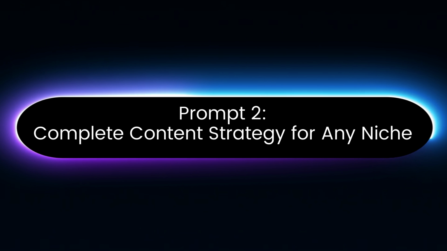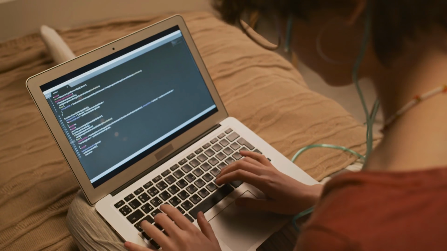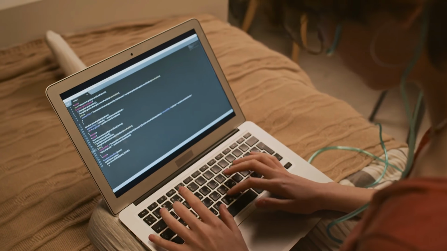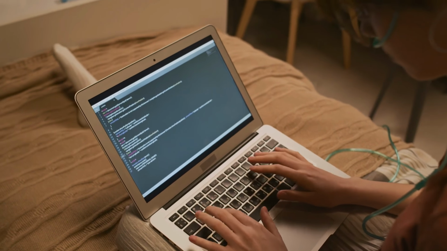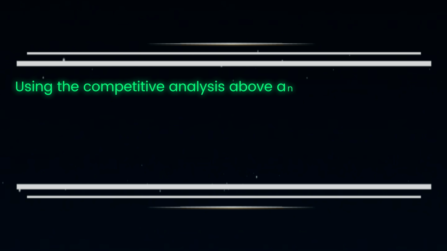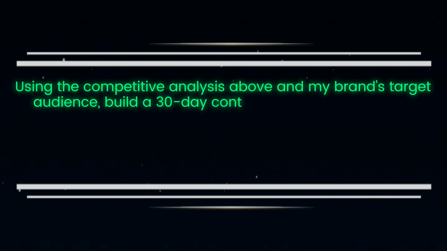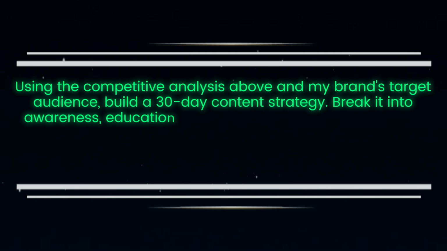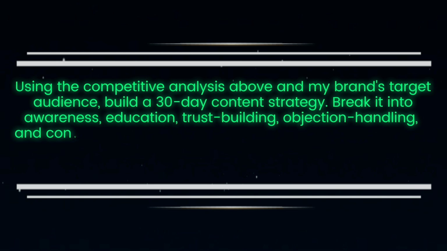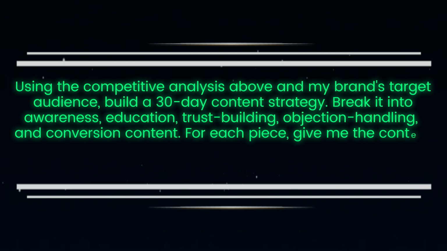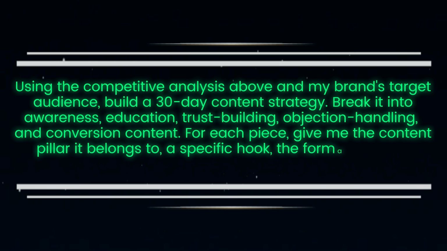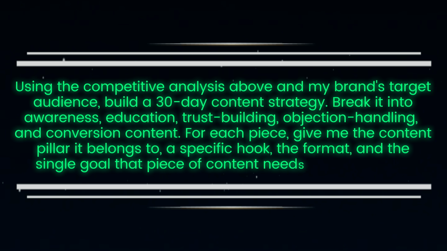Prompt 2. Complete content strategy for any niche. Second live prompt, and this is where the actual content plan gets built, not just a list of random post ideas. Using the competitive analysis above and my brand's target audience, build a 30-day content strategy. Break it into awareness, education, trust building, objection handling, and conversion content. For each piece, give me the content pillar it belongs to, a specific hook, the format, and the single goal that piece of content needs to accomplish.